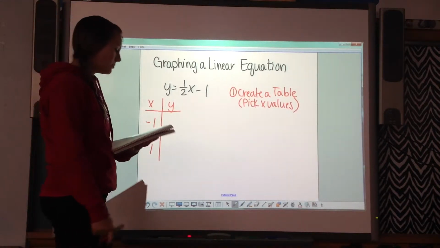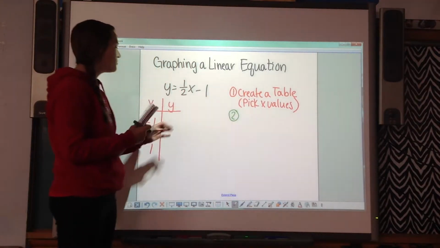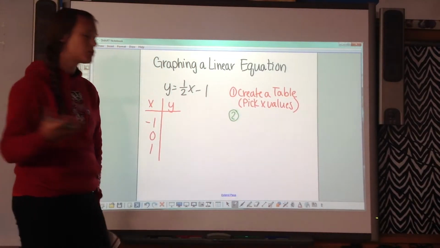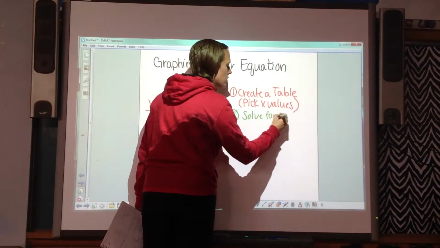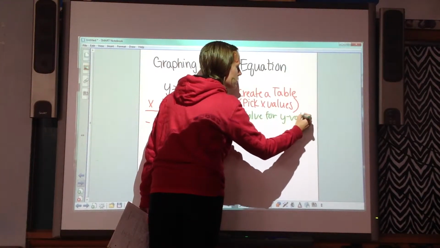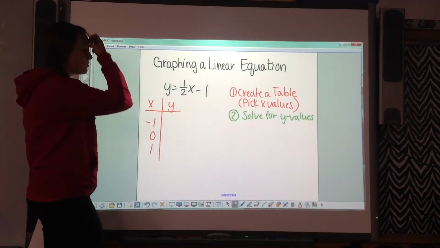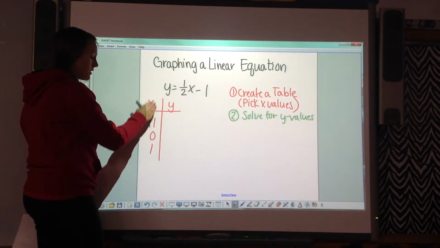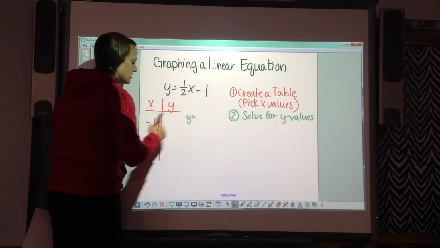After you create a table, your next job is to find your y values or the outputs. So you're going to solve for your y values. Okay, so we've done this in the past. To do this, all you're going to do is plug your x values into the equation. I have 3 different problems. So I'm still going to start with -1.